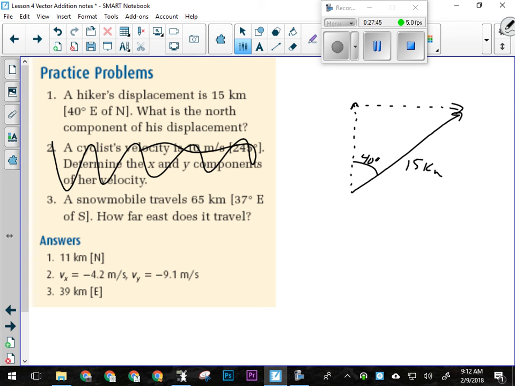Which side is the north component? Y. Okay, this side here, which is the adjacent side in this triangle. So to find the north component, I'm just going to go cos of 40 times the hypotenuse, 15. When I do that, I should get 11 kilometers north.